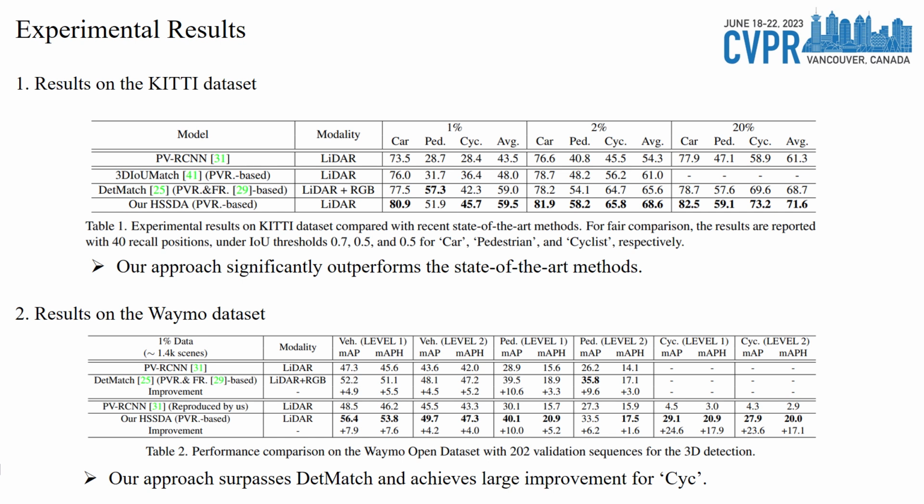For the more challenging Waymo dataset, our approach still has a significant improvement in performance compared to the state-of-the-art methods. As shown in Table 2, our approach surpasses DetMatch. It is worth mentioning that the proposed method achieves 29.1 mAP for cyclist, which far exceeds the baseline.